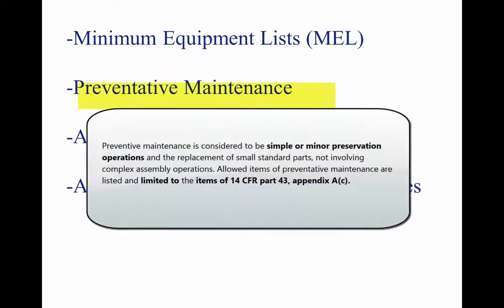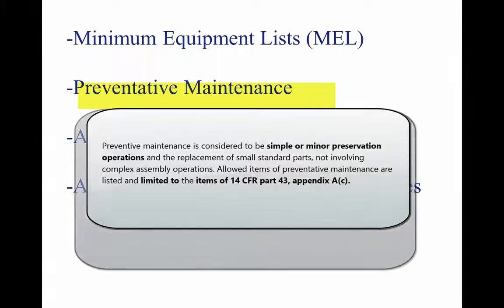Preventive maintenance. Preventive maintenance is considered to be simple or minor preservation operations and the replacement of small standard parts, not involving complex assembly operations. Allowed items of preventive maintenance are listed and limited to the items of 14 CFR Part 43, Appendix A-C.